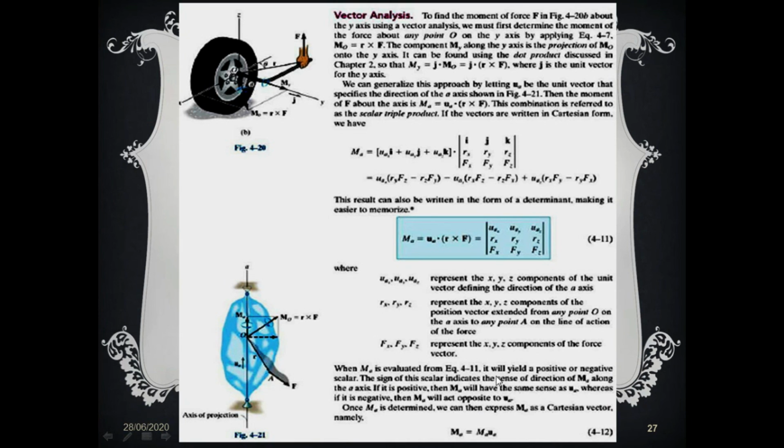So when M_A is evaluated, it will yield a positive or negative scalar. The moment can be a positive or a negative scalar, which indicates the sense of direction of M_A along the A axis. If it is positive, M_A will have the same sense, whereas if it's negative, M_A will have the opposite sense. Very simple.